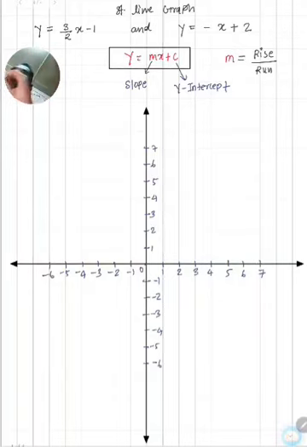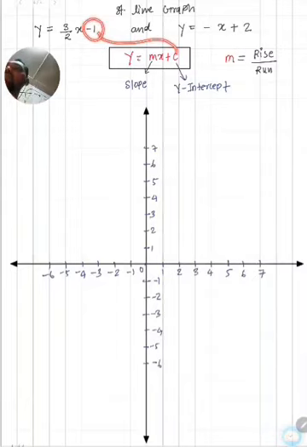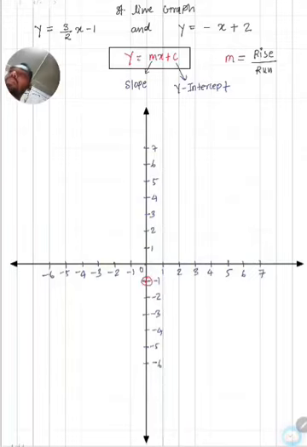What's the start? When you start a graph, first of all you need to locate the y-intercept. So in my first example, the y-intercept is minus 1. So minus 1 we need to locate. So this is my minus 1. Okay, so in the first equation I got my y-intercept, that is minus 1.